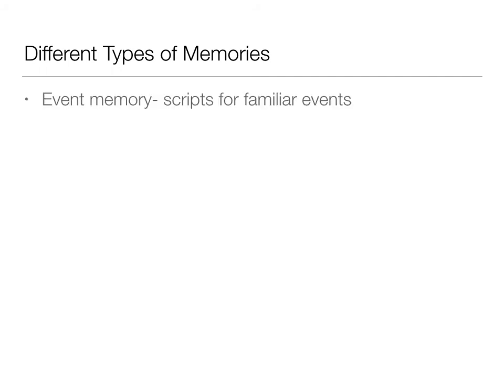There are also different types of memories as well. Event memories, and we have scripts for these events. So if I ask you what happens when you go to a restaurant, you can tell me step by step what happens when you go to a restaurant. And you can tell me that it's different at a fast food restaurant versus a sit-down restaurant. You can tell me these different situations. You can tell me these scripts for familiar events. Washing a car, the same thing. You can tell me these things.